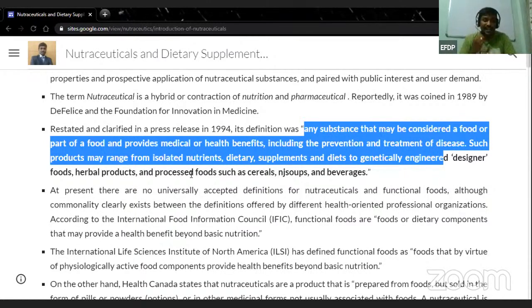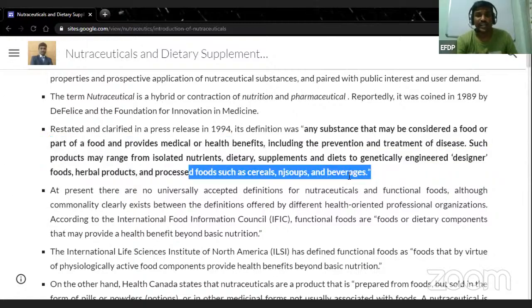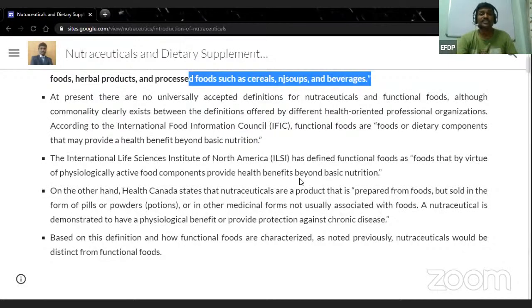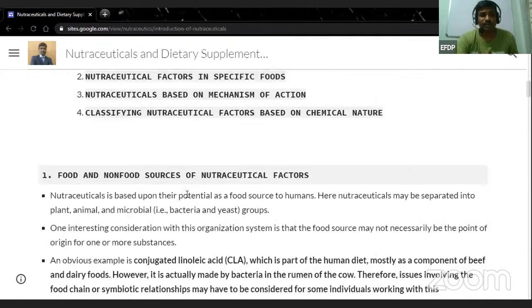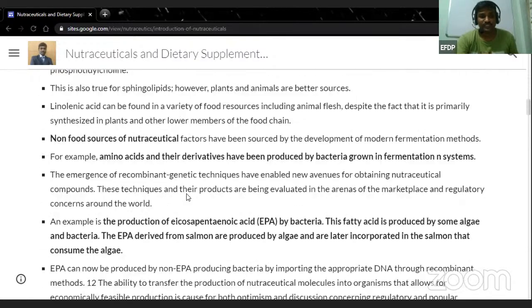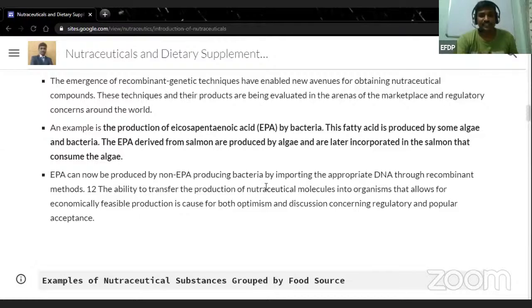So nutraceutical has a base. And nowadays, for example cereals and beverages that can be sellable food items are known as nutraceutical, because nutraceutical comes under the food section. Okay, so these are nothing but compound food and non-food source. Now let us see what the example is.